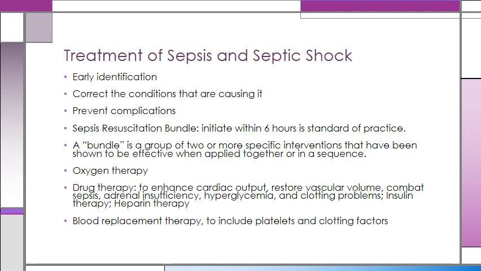Oxygen therapy, of course, drug therapy, specifically drugs to enhance cardiac output, restore vascular volume, combat sepsis, and deal with the adrenal insufficiency. For hyperglycemia, it's going to be your insulin; for clotting problems, the insulin therapy and heparin therapy. Also, blood replacement therapy to include platelets and clotting factors will be used.